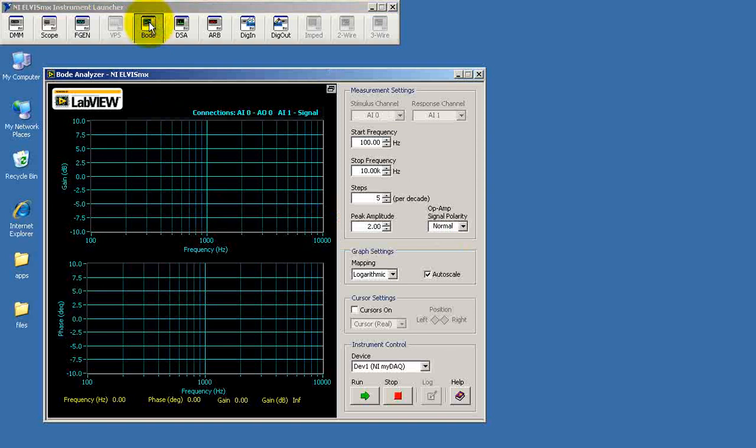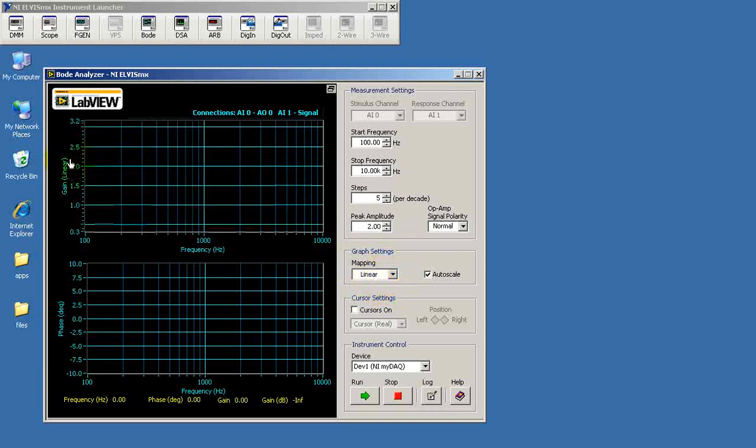All right, let's start up the Bode analyzer. And we see a pair of displays. One is the gain and the other is the phase. Gain defaults to decibels or logarithmic mapping. You can also use linear mapping as well. That's indicated on the left side of the display.